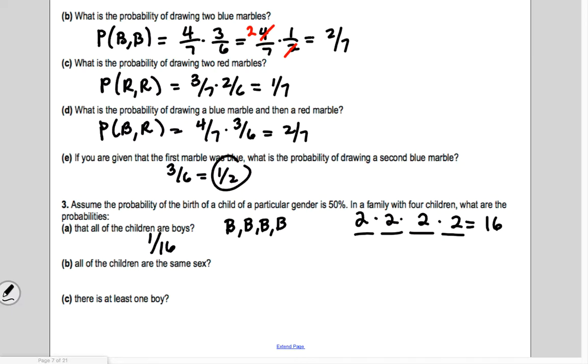So all of the children are the same sex. That would be 2 ways, right, out of 16, which is 1/8. And then there is at least 1 boy. Do I want to count up all those branches? If I talk about at least 1 boy, that's every single outcome except the one with all boys, right? Does that make sense? Or all girls. So it's going to be 1 minus 1 over 16, which is 15 over 16. Make sense? Okay.